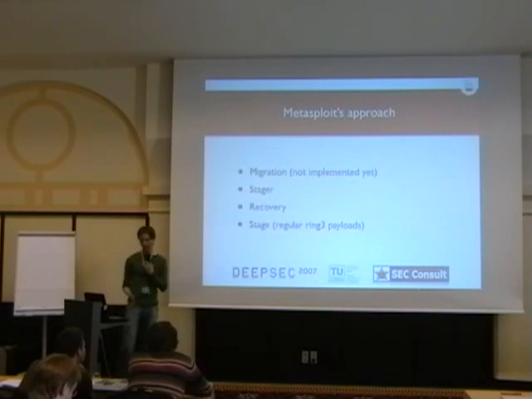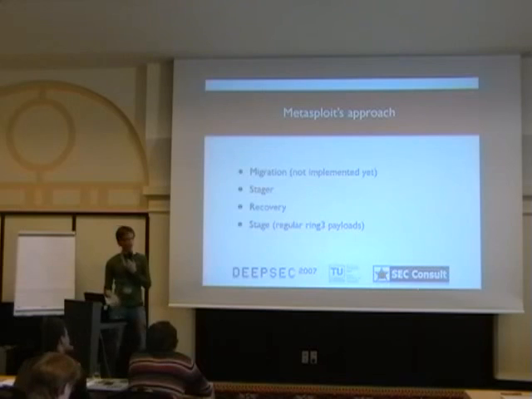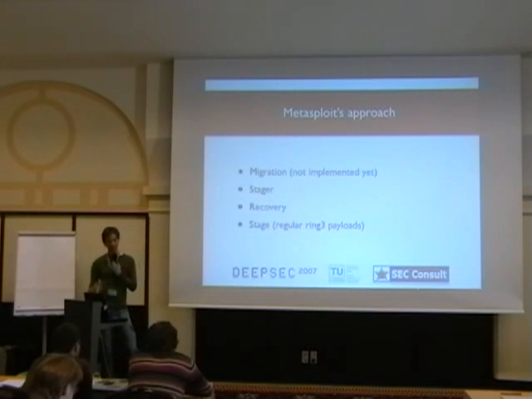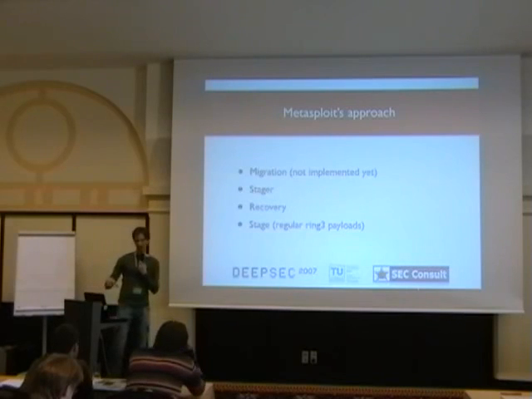And that's exactly the way Metasploit tries to handle Windows kernel mode exploits. It does this by dividing the exploit into these sections. We have migration, staging, recovery, and the stage. And this is basically what we saw on the previous slide. Migration: you need migration if you, for example, are in an interrupt context. The stager basically copies your payload to a safe location for later on.